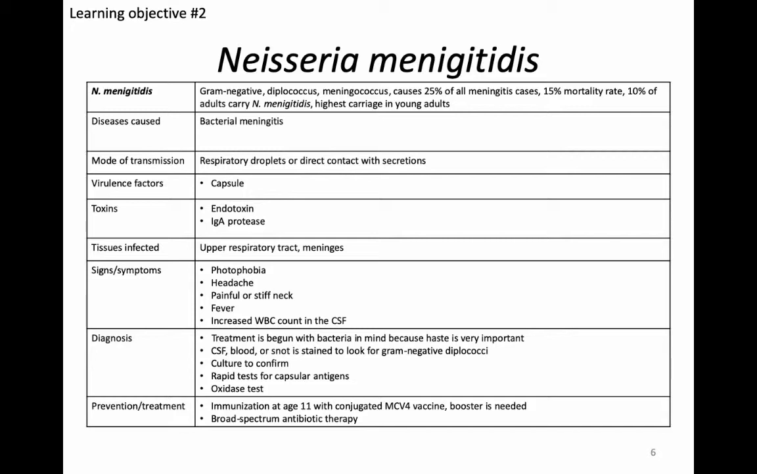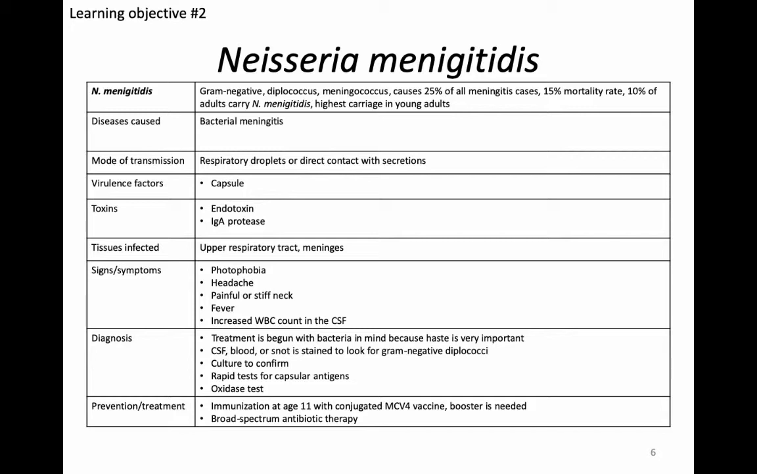There are rapid tests which can be done to detect the presence of capsular antigens that are present on Neisseria meningitidis. And then Neisseria meningitidis is a gram-negative which produces oxidase, an enzyme important for making reactive oxygen species less damaging. So Neisseria produces oxidase. If you have an oxidase positive microbe, then that can be evidence that you're dealing with Neisseria meningitidis.